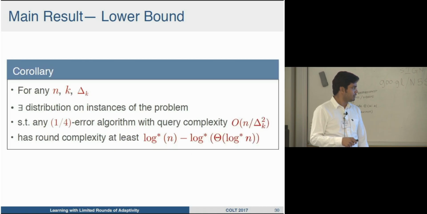As a corollary, we show that any algorithm that has optimal worst case query complexity needs to have round complexity at least log star n minus this very small additive factor. So note that this is very, very tight.